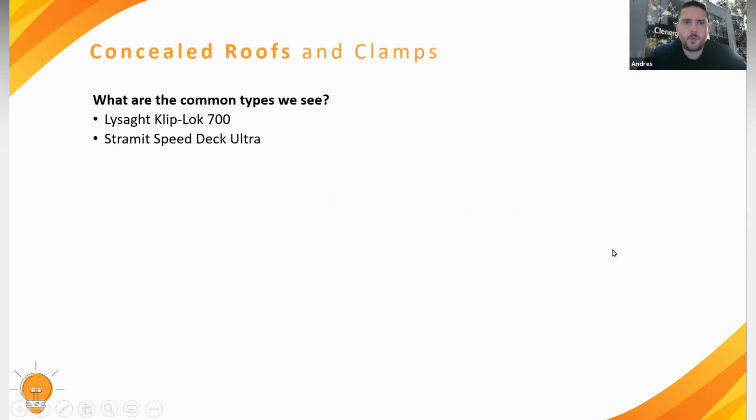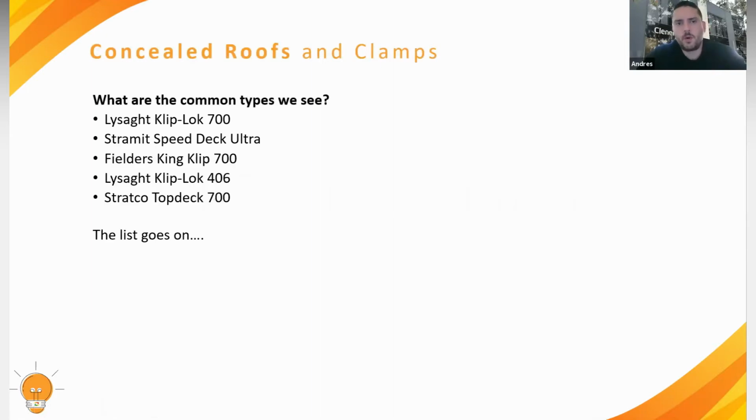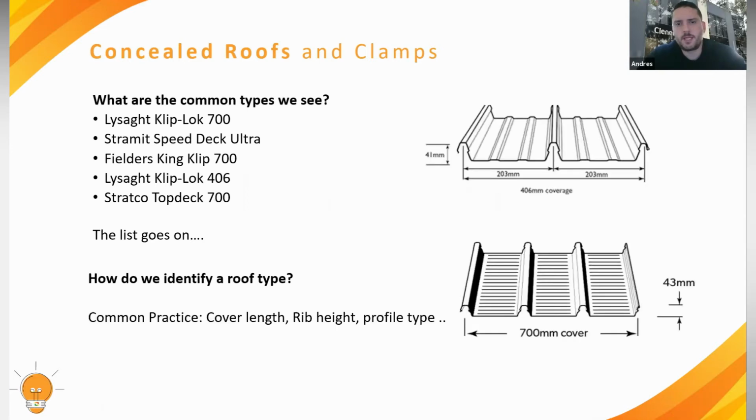All right, so what common types do we see out there? Well, working at Clenergy, we already see the majority of the standard roofing sheets, which could be Clip Lock 700, either classic or high strength, Stramit Speed Deck, KingClip 700, 406, Stramit Corodeck, and the list goes on.